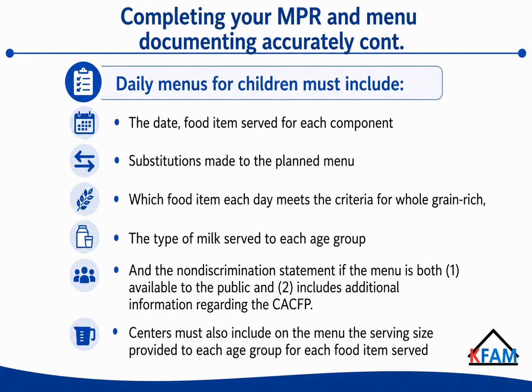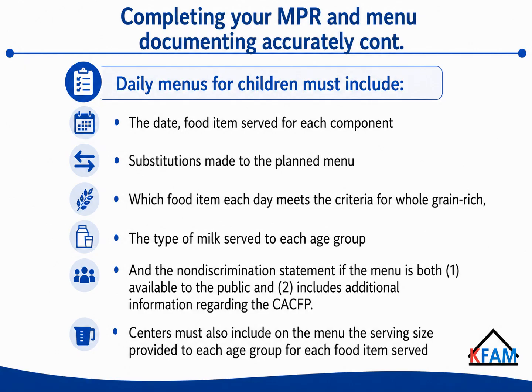This slide explains important requirements for completing your menu production record, or MPR, and documenting menus accurately. Daily menus for children must include several important details. First, include the date and all food items served for each meal component. Second, document any substitutions made to the planned menu. Third, identify which food item each day meets the whole grain-rich requirement. Fourth, list the type of milk served to each age group.